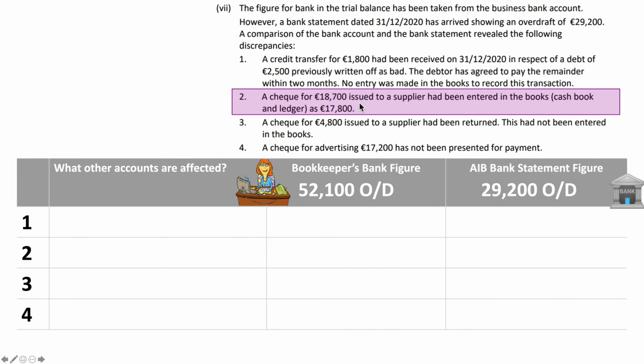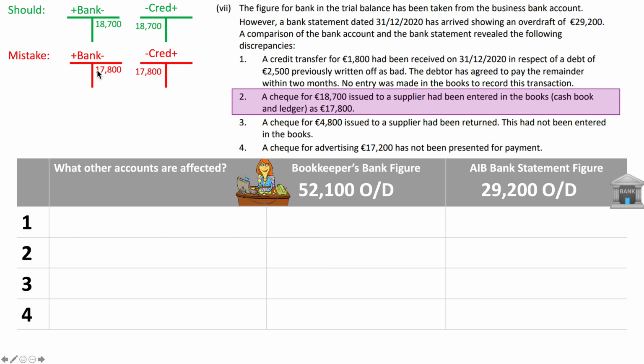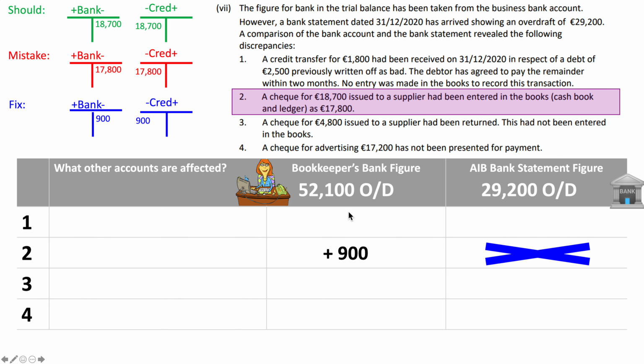So a check for 18.7 issued to a supplier had been entered in the books as 17.8. So the bookkeeper here made a mistake. She put in the wrong figure. She should have recorded the check to the supplier as crediting the bank account 18.7 and debiting the creditor 18.7. But what she did by mistake was she credited the bank 17.8 and debited the creditor 17.8. So to fix that, we'll have to credit the bank account and debit the creditor, which means minusing from the creditor and adding to this overdraft here. It's the bookkeeper's bank figure that there was a mistake in, so that's why we're putting it under the bookkeeper's bank figure. And then you've got the creditor minus 900. So that's how you do the first one.